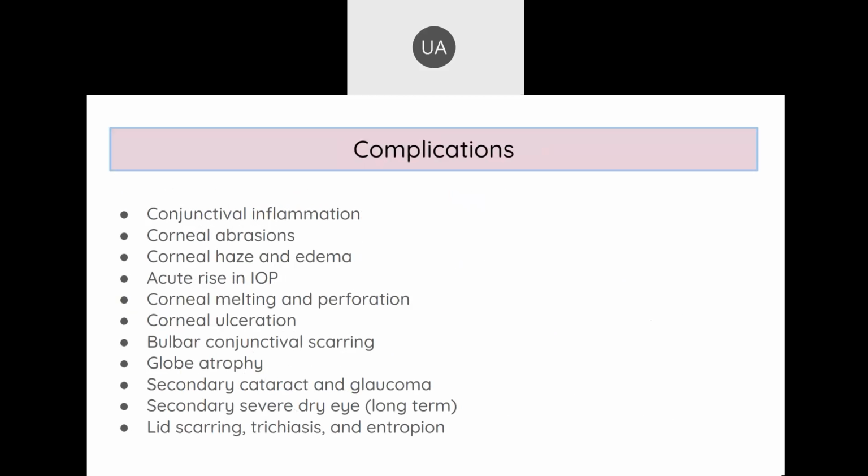These are some complications of chemical injuries of the eye, which include conjunctival inflammation, corneal abrasion, corneal haze and edema, acute rise in intraocular pressure, corneal melting and perforation, ulceration, bulbar conjunctival scarring, globe atrophy, secondary cataract and glaucoma, secondary severe dry eye, and lid scarring, trichiasis, and entropion.